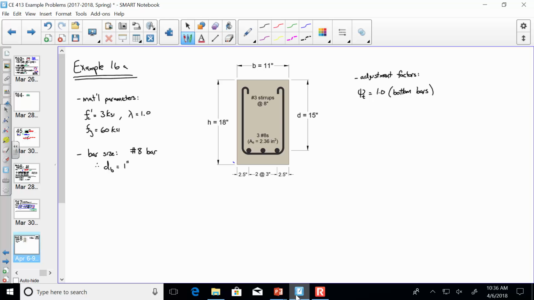What if you also have compression steel at the top? Then you would have a different development length for that compression steel. But let me also say this. Development length for elements in compression is computed differently altogether. It's just a different equation, but it's a little easier. So tension's the hard one. Sound good? Now, what is psi e going to be? 1. Why is that? They're uncoated.